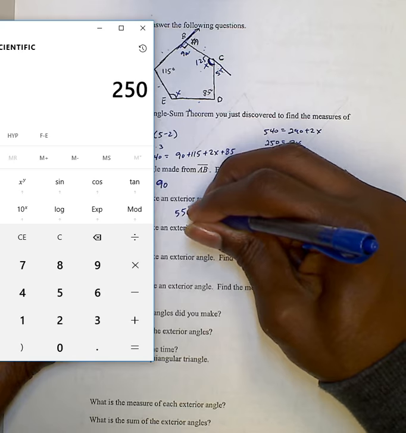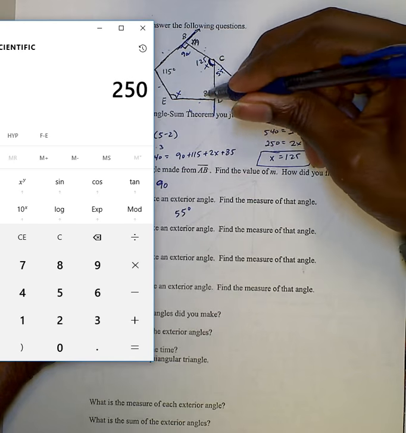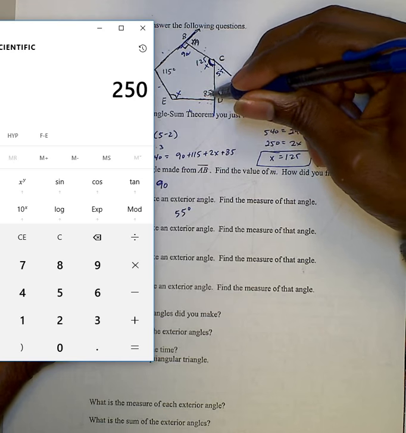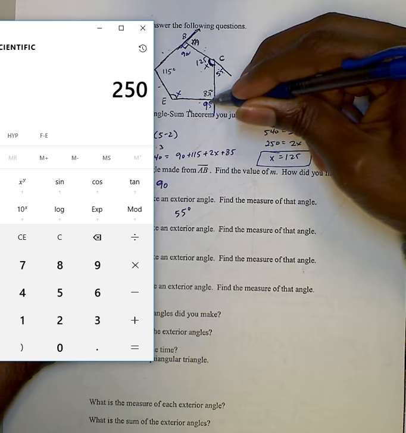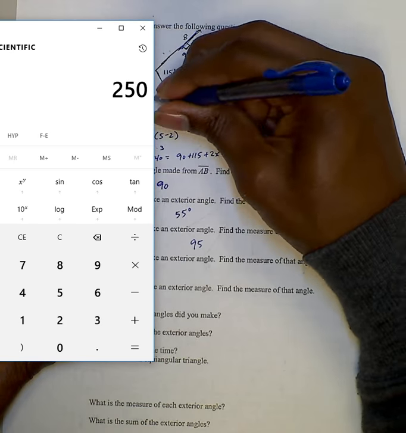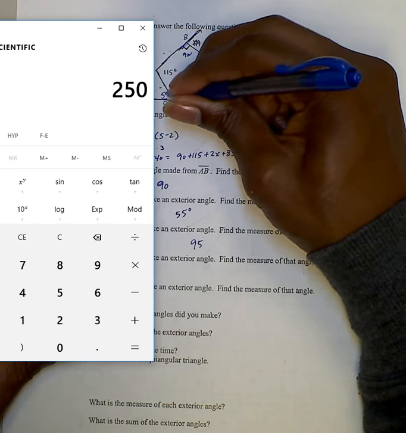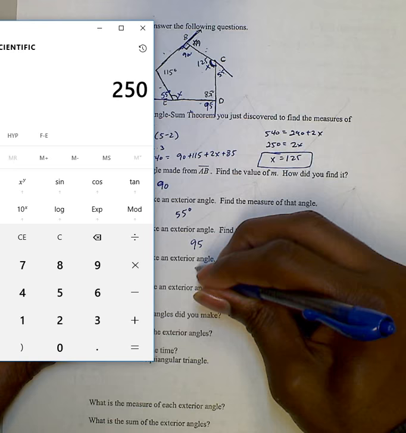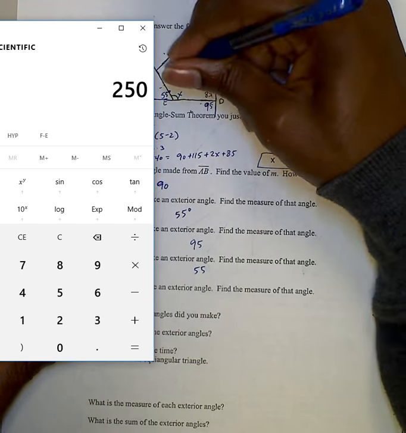Okay, they want us to continue CD and try to make that an exterior angle. Okay, so again, these two make up a straight line. What will they add up to be? 180. So that makes this 95. Continue DE. Well, DE is 125. 125 plus 55 will give us 180. Continue EA. Okay, 115 plus 65 will give us 180.